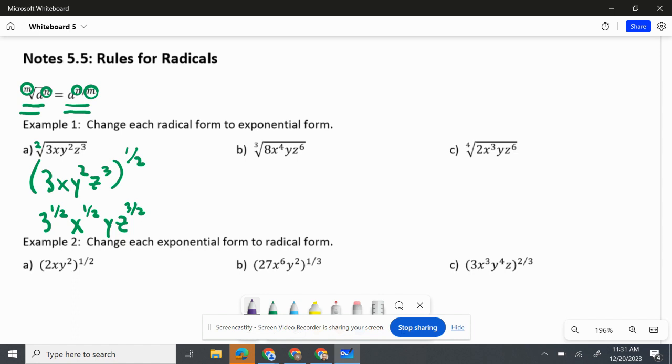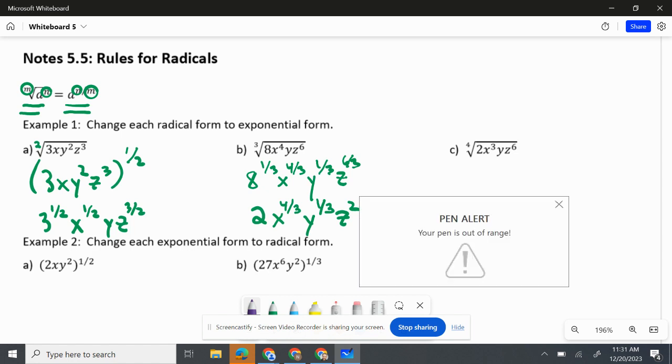For the next one, what we have is 8 to the 1/3, we have x to the 4/3, we have y to the 1/3, and we have z to the 6/3. Now, 8 to the 1/3 is 2. We can't simplify the x, so we just keep it as 4/3. Y is the same, we keep it as 1/3, and 6/3 is the same thing as 2.